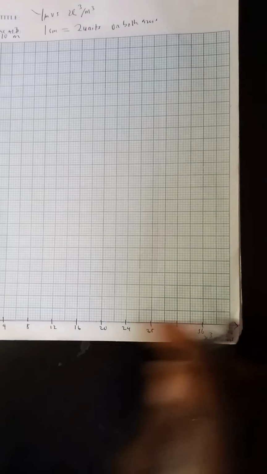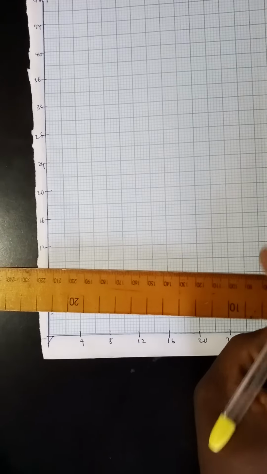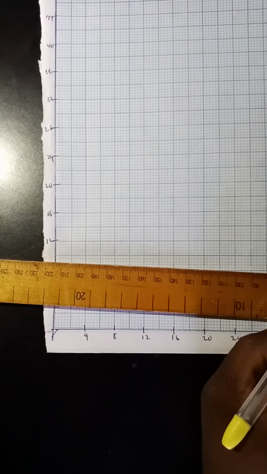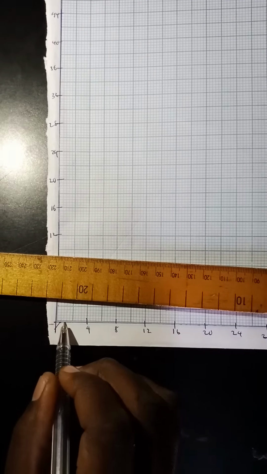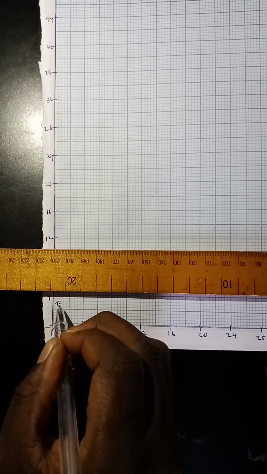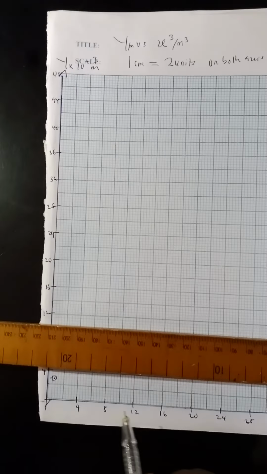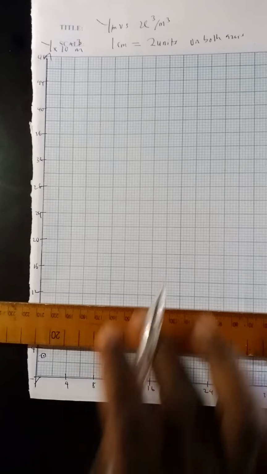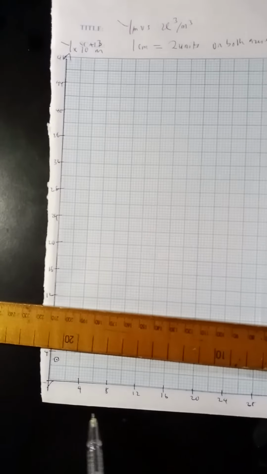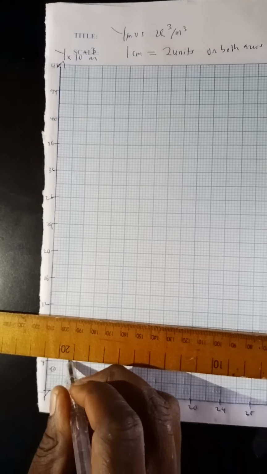So now, let us start plotting our points. The first value on the y-axis is 3. If this is 2, it means 3 is here. And if we have 3 on our y-axis, on our x-axis the first value is 0.8. This is 2, this is 1, and here we have 0.8. So therefore, we have our first point here. The second point, we have 4 on the y-axis, and we have 2.7 on the x-axis. This is 2, this is 2.7. So our next point is going to be here.